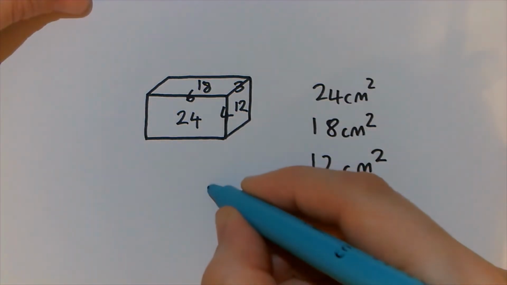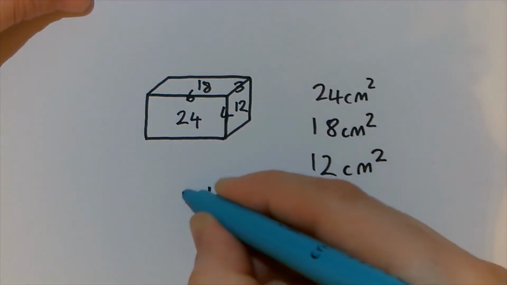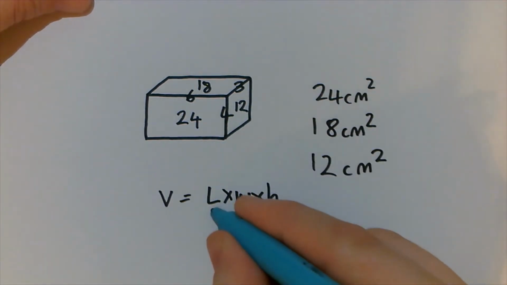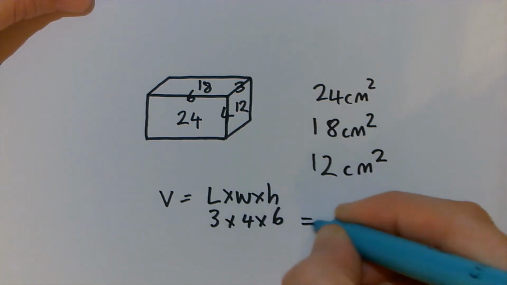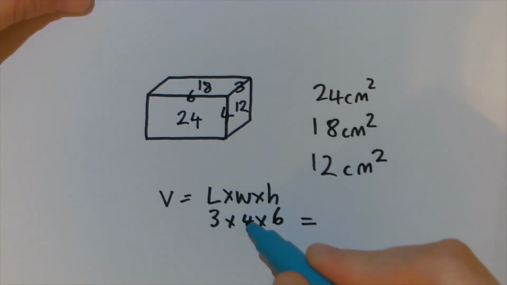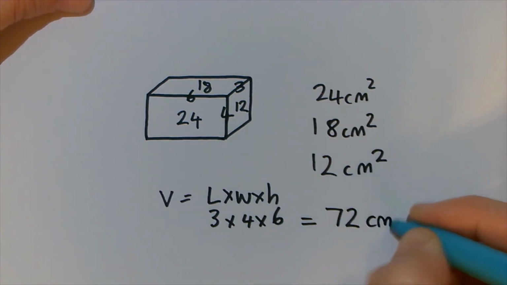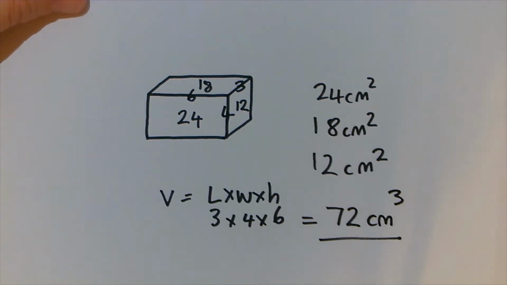So the answer is length times width times height gives me the volume of a cuboid. So we would have 3 times 4 times 6. And the answer to that is 3 times 4 is 12, 12 times 6 is 72 centimeters cubed. Well done if you solved it any other way.